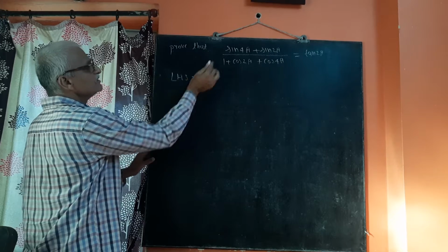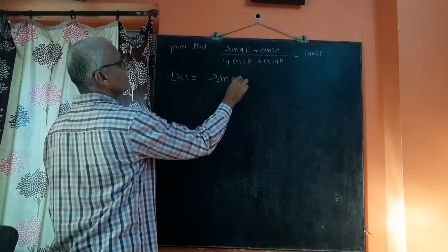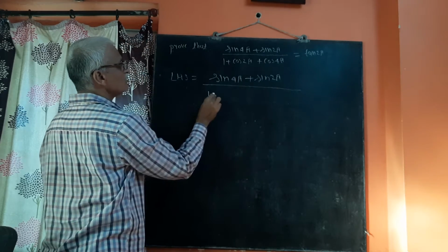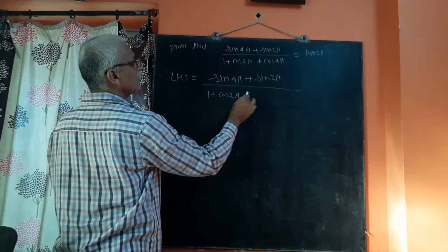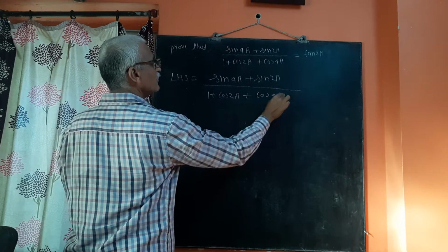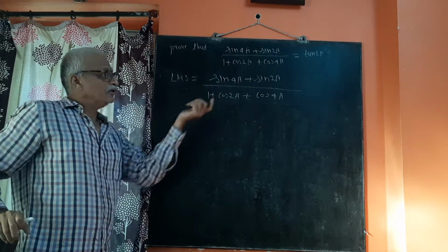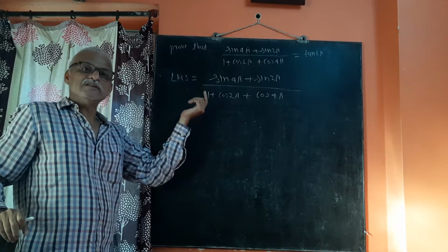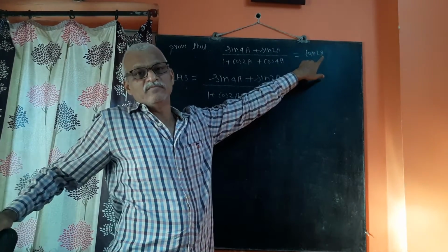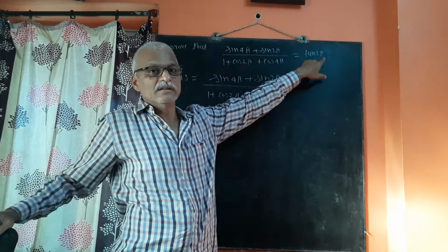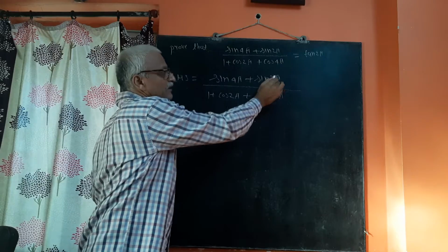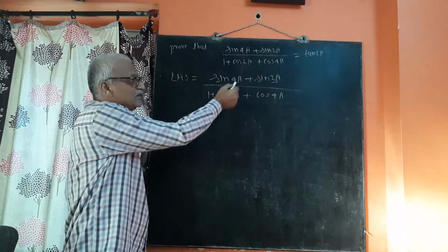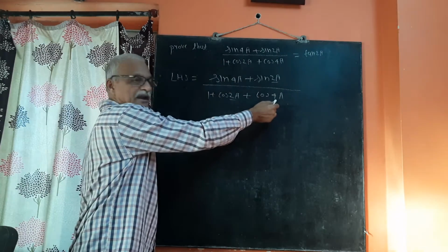Consider the LHS. The LHS is sin 4a plus sin 2a divided by 1 plus cos 2a plus cos 4a. Now you have to adjust the terms according to the angle in the right hand side. The angle in the right hand side is 2a. Here sin 4a and sin 2a, that means this angle is okay, this angle is also okay. We have to replace the first term sin 4a and then cos 4a.